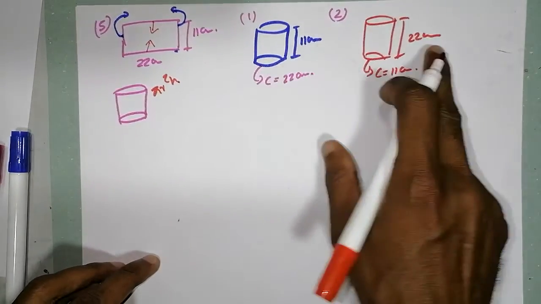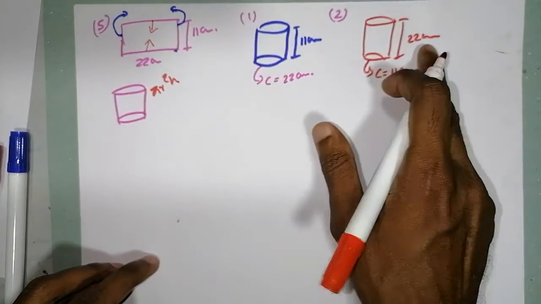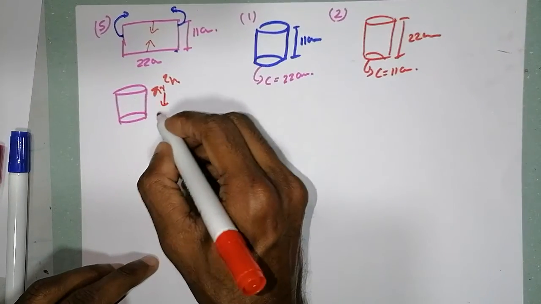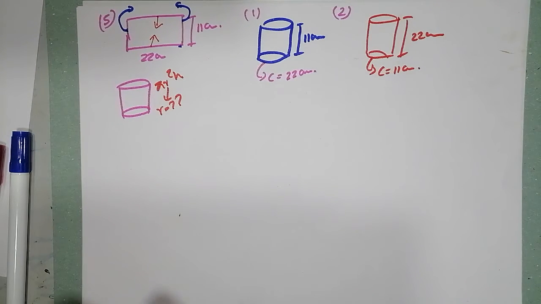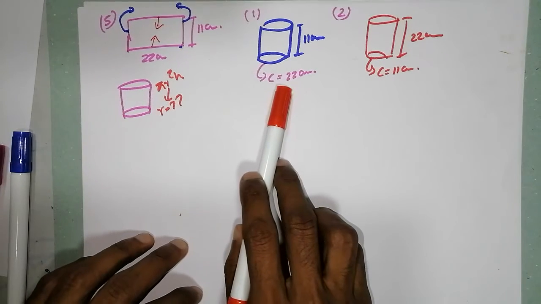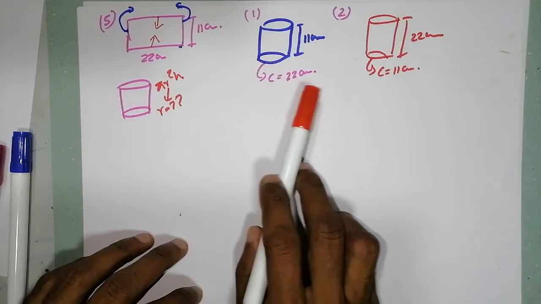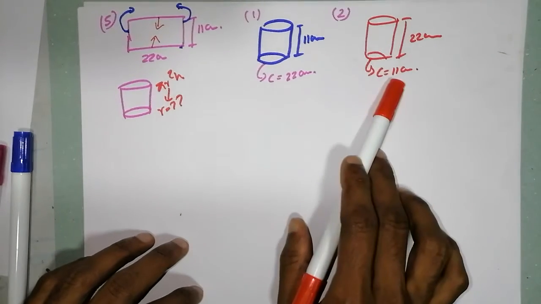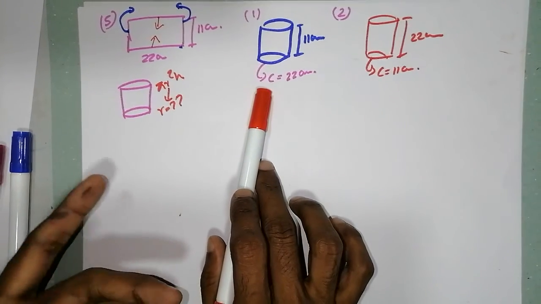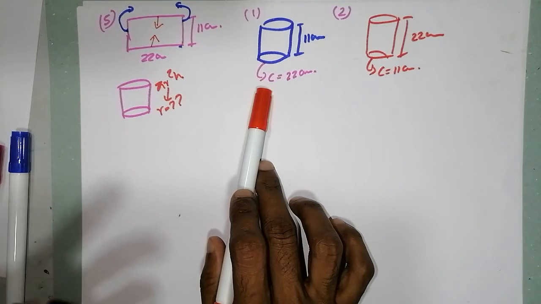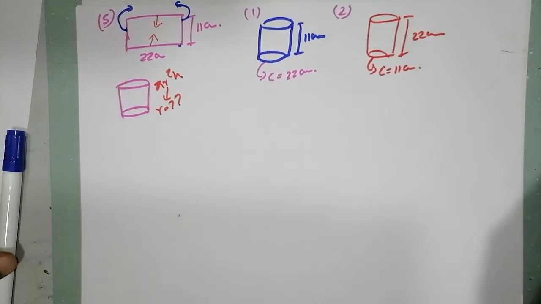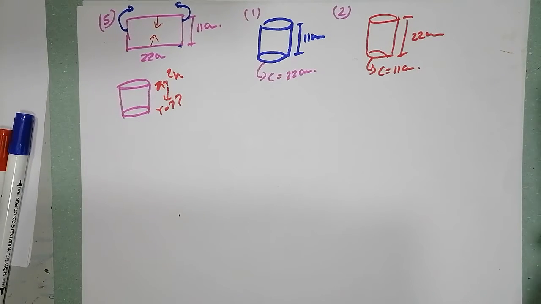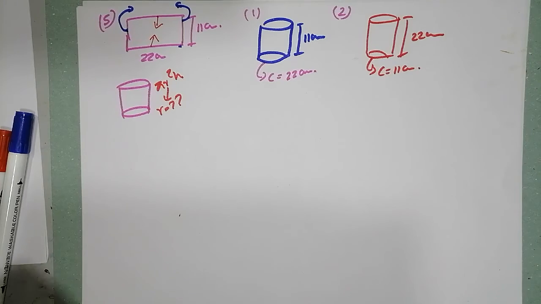So we have the height of the cylinders, but what about the r? What about the radius? We don't know the radius. We need to find the radius. How do we find it? We have the circumference of the base of both cylinders. So using the circumference, we find the radius first. Then using the radius and height, we find the volume. Let's start the work for the first cylinder.